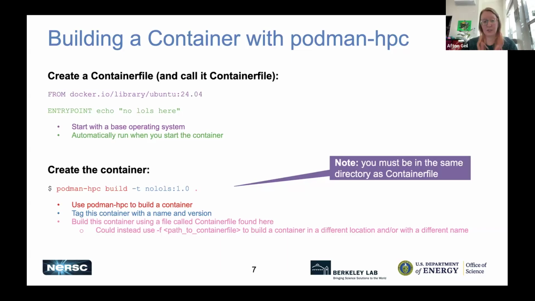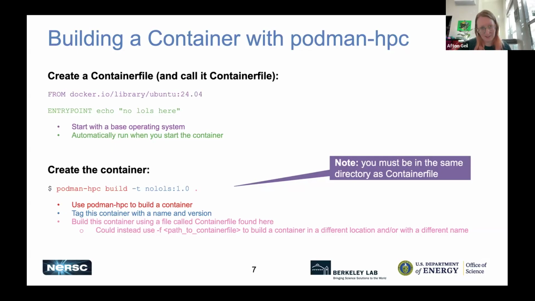And then to build it, a simple one line command, just podman hpc build. We're going to want to tag it with a name for the container, and then you'll also probably want to have a version for the container. So this one we're going to call no lulls 1.0 because lulls are the theme of this training. And you'll note we have the period here. We're running this build in the current directory in this case. And in that case, you need your container file to be called Containerfile.